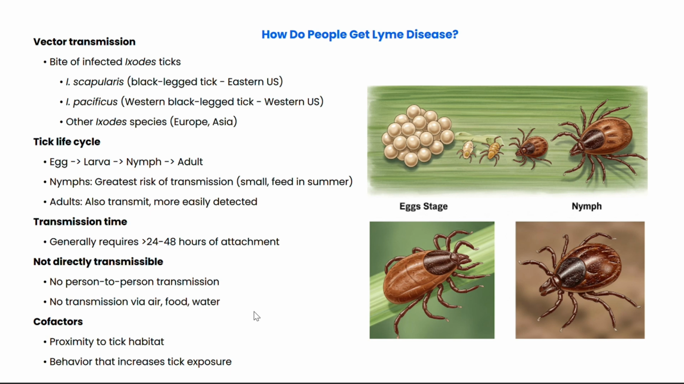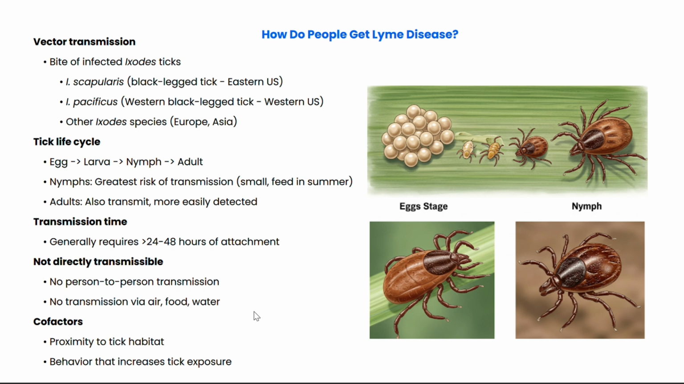So how does the bacteria make its way from the ticks to humans? The primary mode of transmission is vector transmission, specifically through the bite of infected Ixodes ticks. In the eastern United States, the main culprit is Ixodes scapularis, commonly known as the black-legged tick. In the western US, it's Ixodes pacificus, or the western black-legged tick. Other Ixodes species are responsible in Europe and Asia.